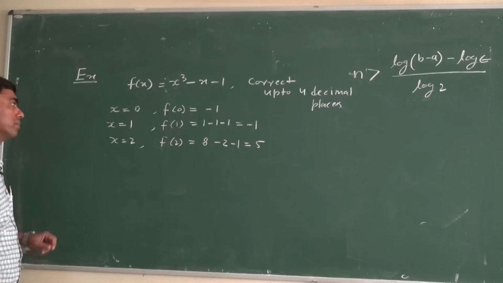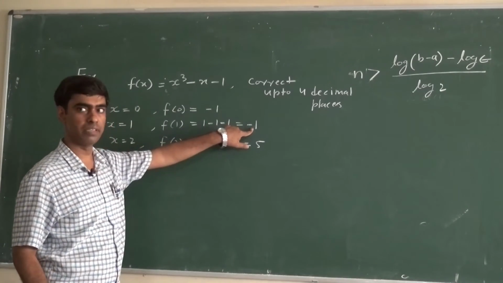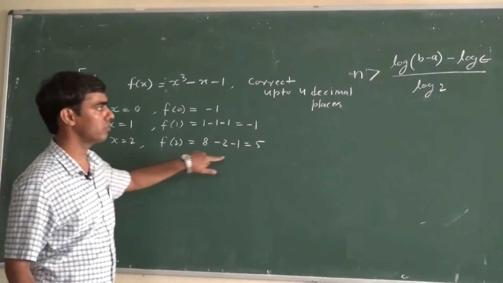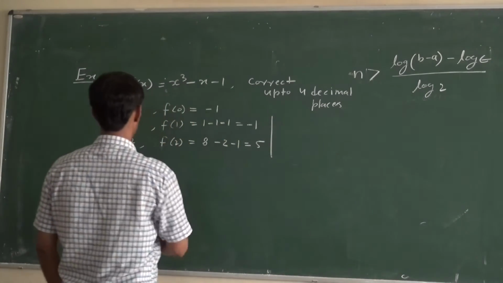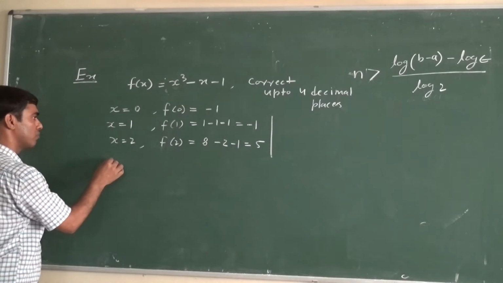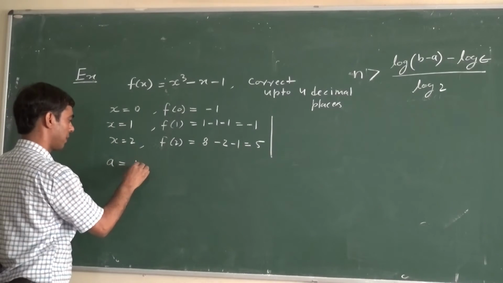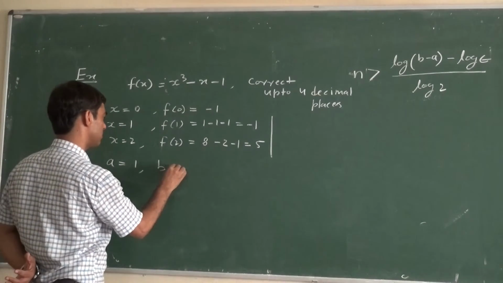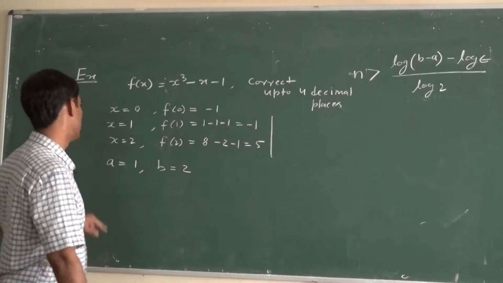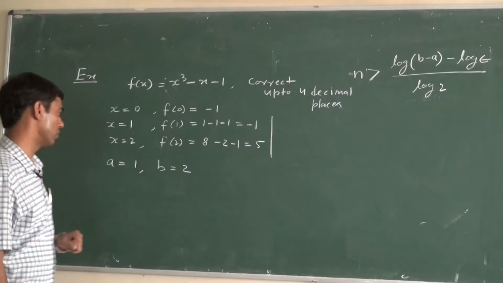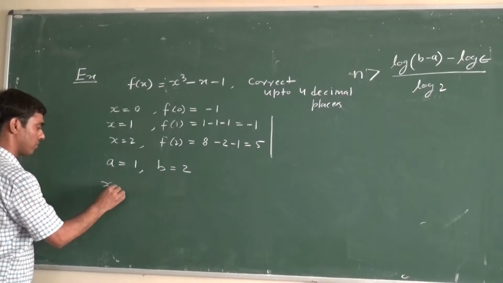Why do we stop our search? Because here we are able to find a point where the value of the function is negative and another point where the value of the function is positive. Okay. So what is the value of a? A becomes 1 and b becomes 2, because at 1 the value of the function is negative and at 2 the value of the function becomes positive.